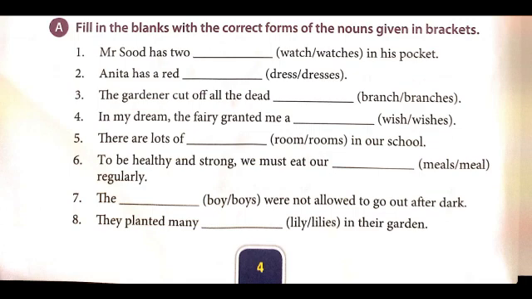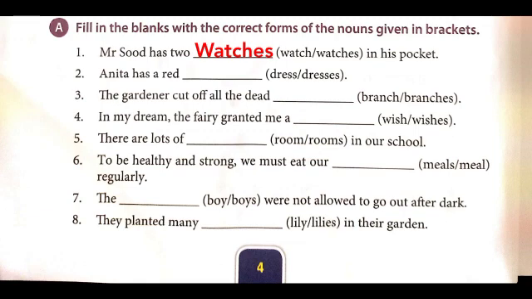Number 1. Mr. Sood has two dash in his pocket. The options are watch, watches. Here it clearly shows two, more than one. So you should choose the answer watches. Mr. Sood has two watches in his pocket.